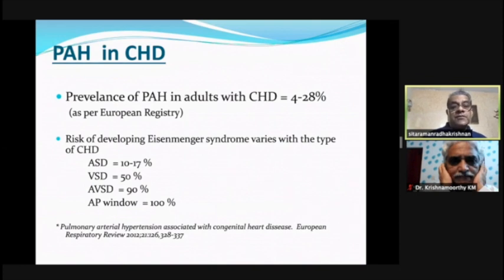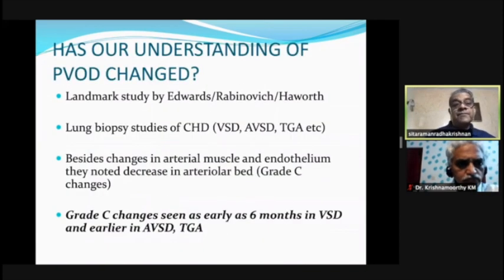So, one of the European registries looked at the prevalence of PAH in adults, and you will see that ASD has the lowest incidence. I will talk to you about it. And then VSD, AVSD, and if you notice, AV canal defects and AP windows universally develop Eisenmenger syndrome if it is left untreated and if they survive till later on in life.